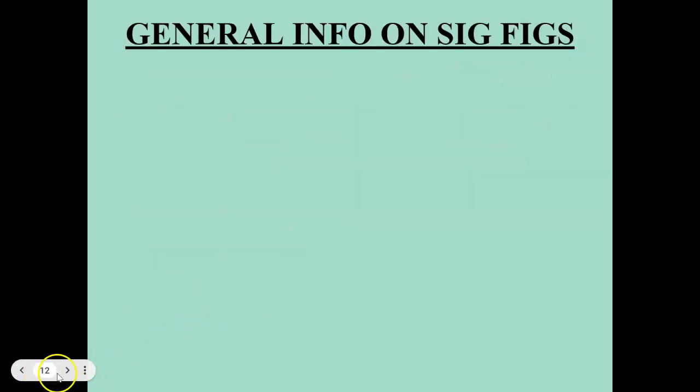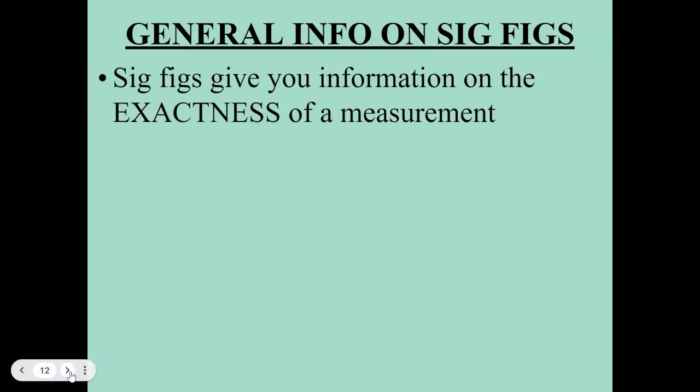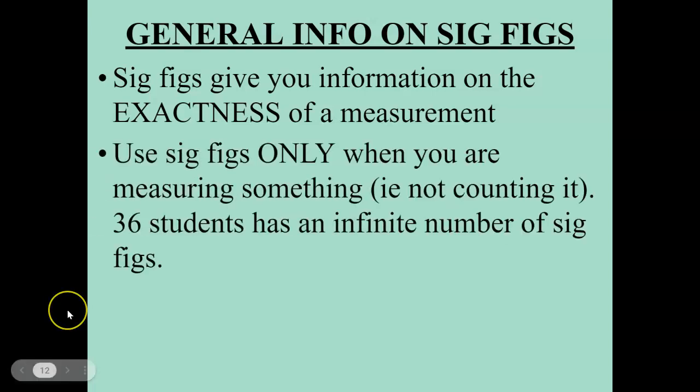So those are your rules you're going to follow, but just some general information on sig figs. They give you the information on the exactness of a measurement, and we only use them when we're measuring something, not counting, okay? So if you're counting a precise number, like say 36 students in the classroom, that's not a sig fig because it's not a measurement, it's an actual count, okay?